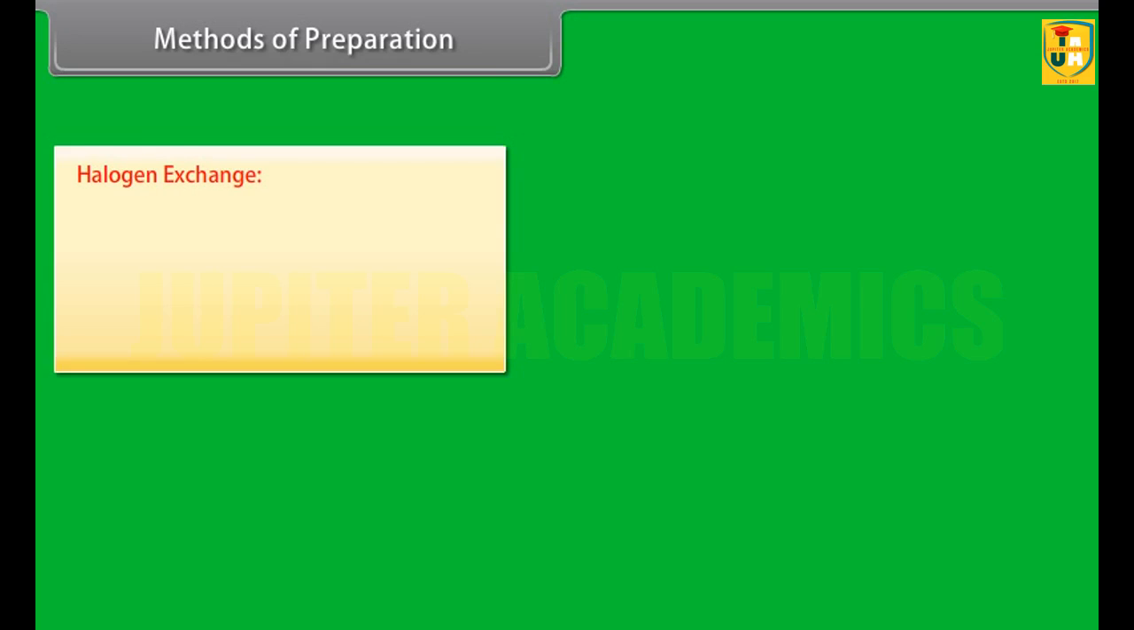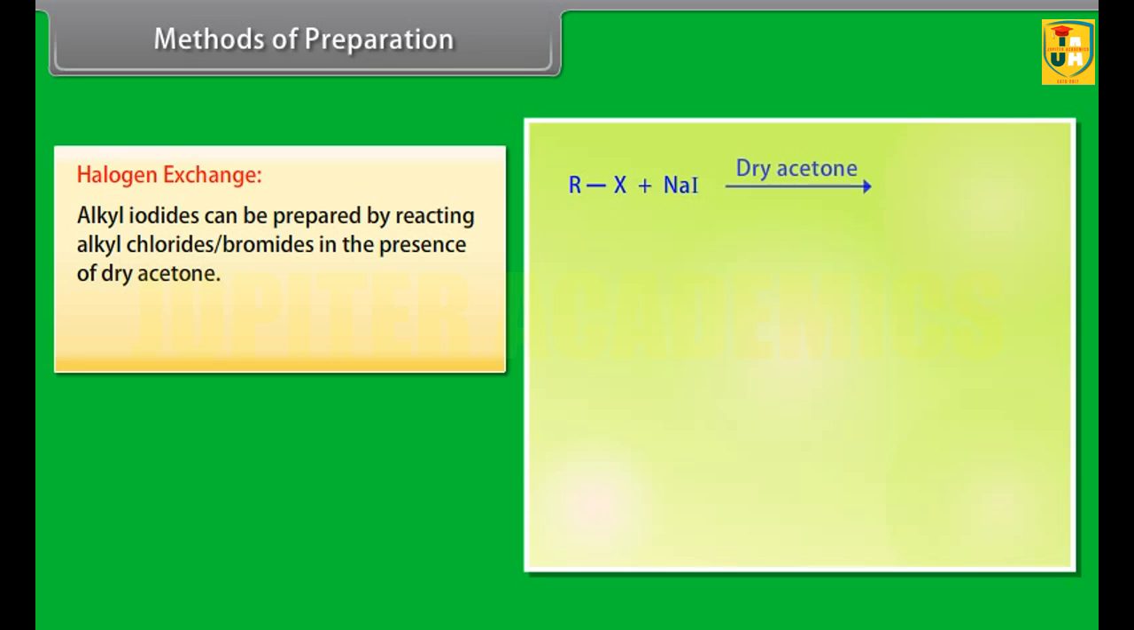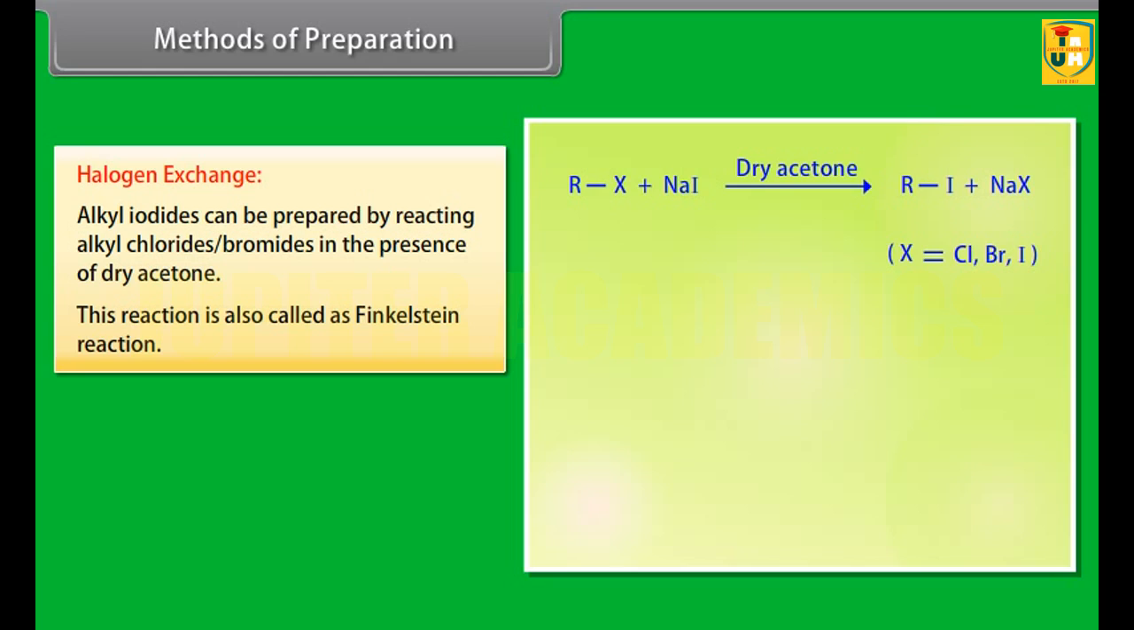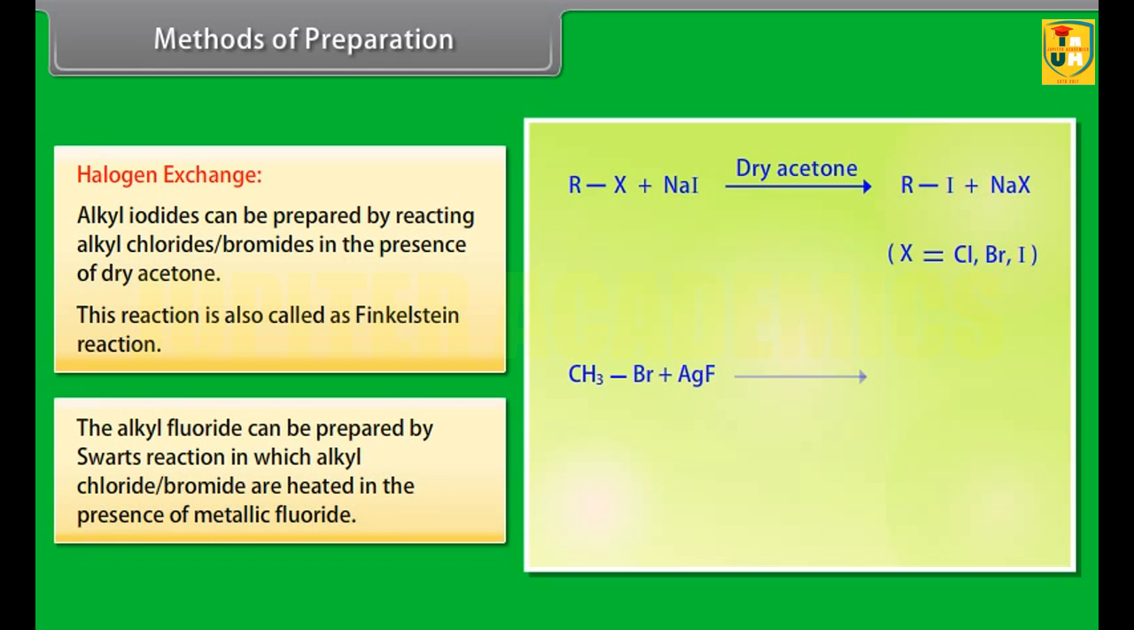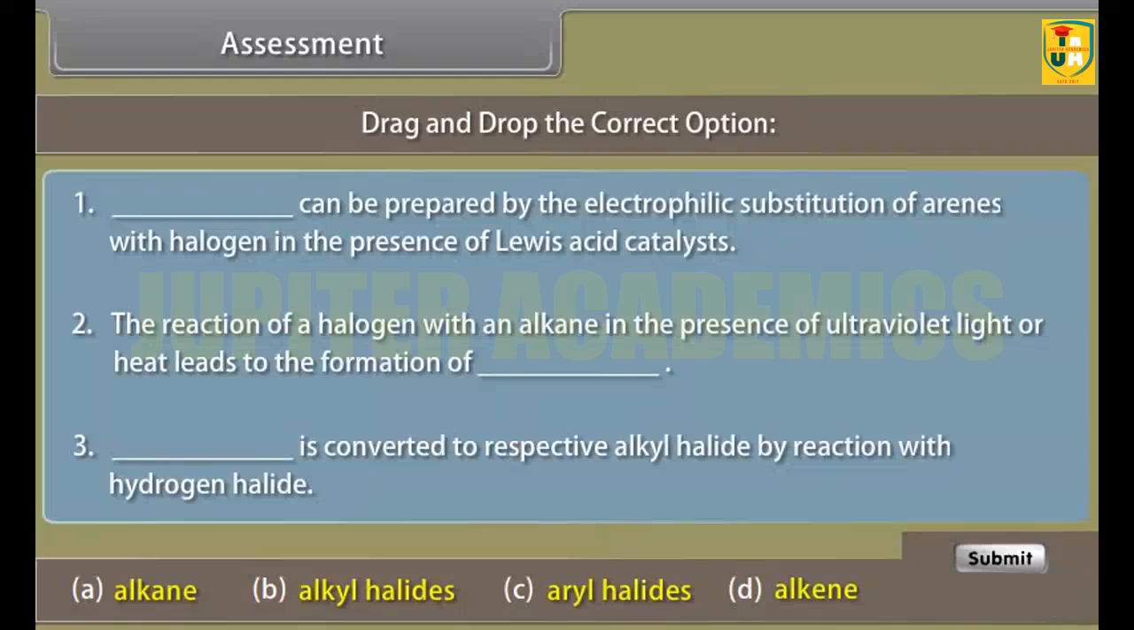Halogen exchange. Alkyl iodides can be prepared by reacting alkyl chlorides or bromides with sodium iodide in the presence of dry acetone. This reaction is also called the Finkelstein reaction. The alkyl fluoride can be prepared by the Swarts reaction, in which alkyl chlorides or bromides are heated in the presence of metallic fluoride. Assessment. Before proceeding further, let us know how much you have learnt.